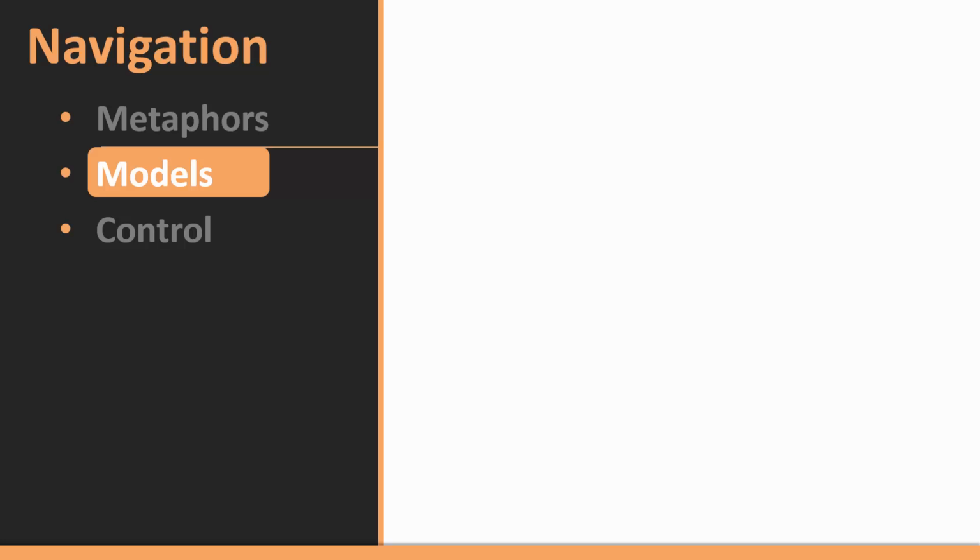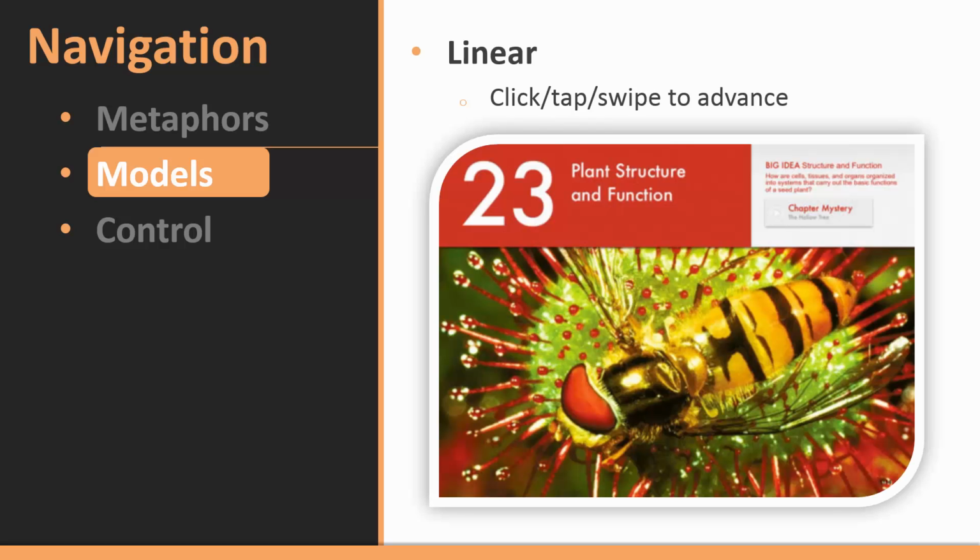the simplest, and we're going to start here, the simplest is linear. You advance forward or backward through some fixed sequence. And typically that means, depending on the device, you're clicking, you're tapping, or some type of gesture, usually a swipe. This would be a typical example that you might see. There are only two directions. You go forward or you go backward.